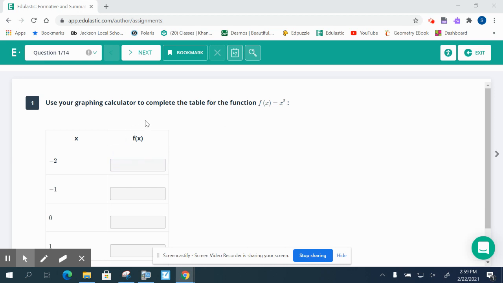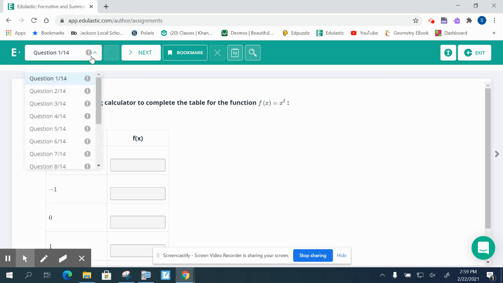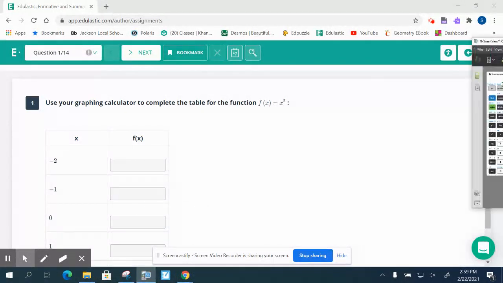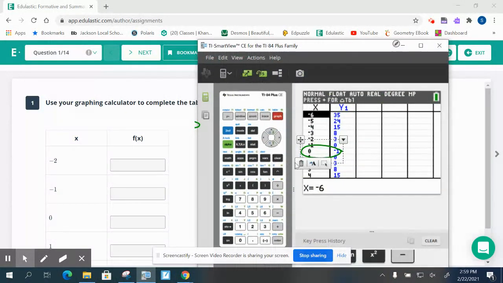All right, so I wanted to go over a couple questions on Edge Elastic with you guys, especially e-learners who are doing this at home. So for number one, hopefully you figured that one out. You just got to plug x squared into your calculator. So you should be using your graphing calculator, not the Desmos scientific calculator. You need to learn how to use this calculator.